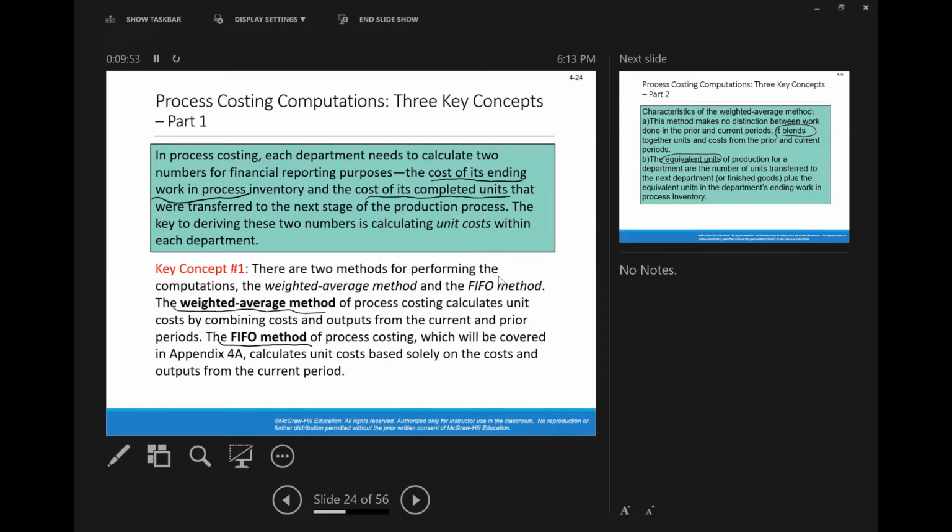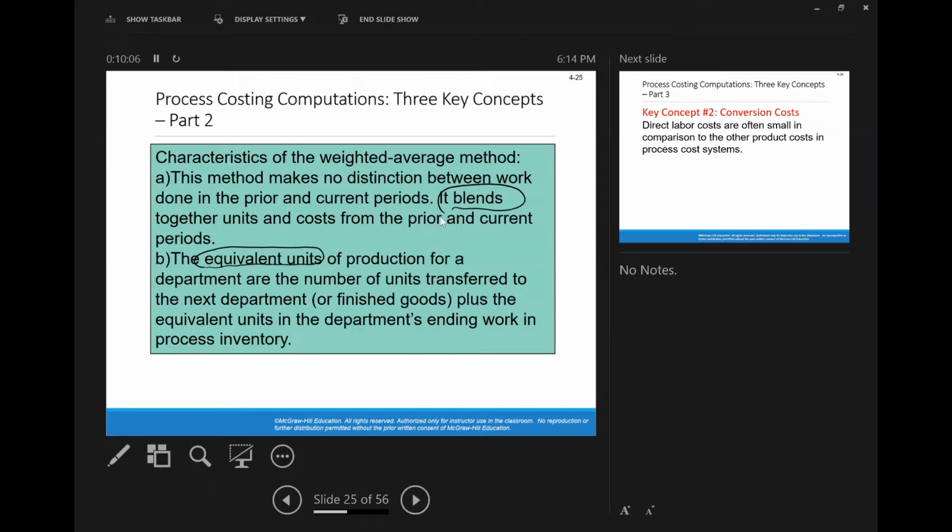All right, two methods, weighted average and FIFO. I don't think I go over FIFO. I think we're using weighted average. On the homeworks, I think I only pulled weighted average. So the weighted average, this method makes no distinction between the work done in the prior and current periods. It blends them together. Okay, so we're not looking at prior costs and then the current period. We're just blending it together and averaging.